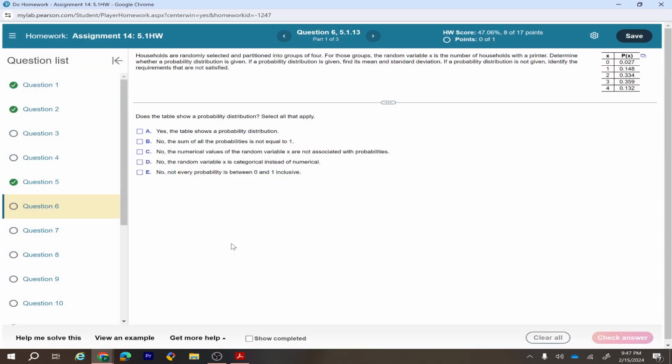So these are the options. This is numerical. Households are randomly selected and partitioned into groups of 4. For those groups, the random variable X is the number of households with a printer. Determine whether a probability distribution is given. If a probability distribution is given, find its mean and standard deviation. I'm going to show you how to use StatCrunch to solve a problem like this.